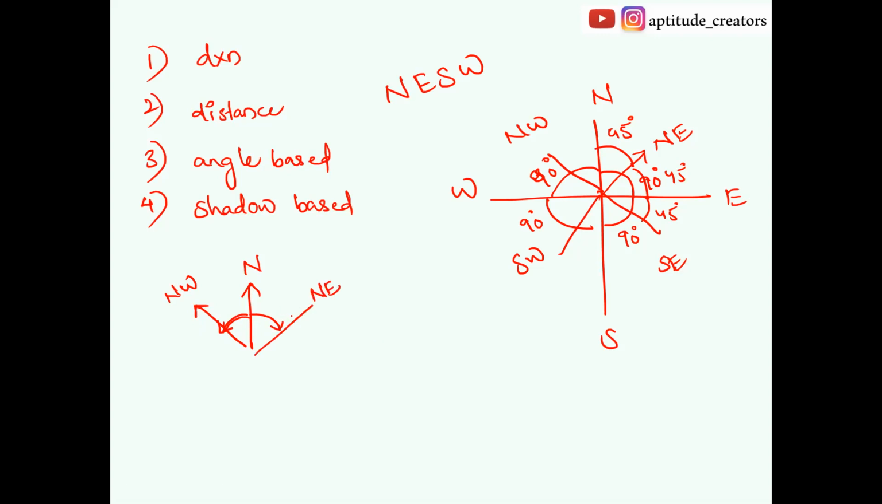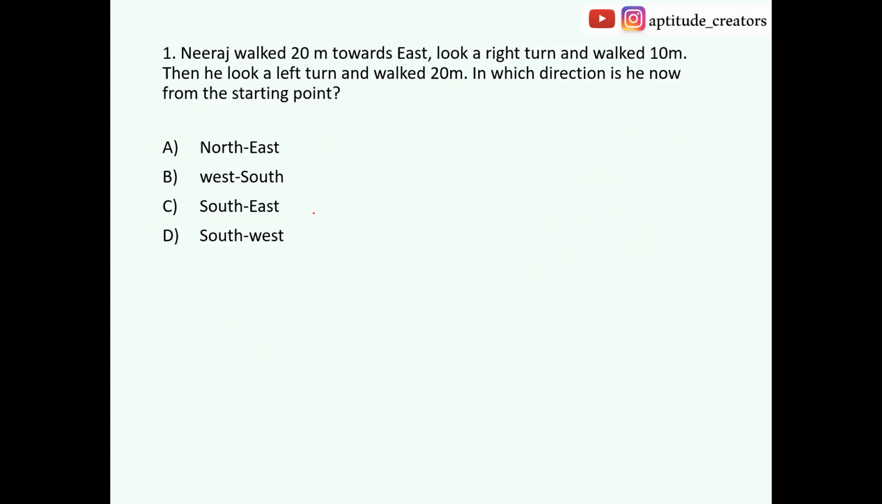Okay. Now, if the question is asking like this, the person facing towards south direction and person is turning 90 degrees anti-clockwise direction, then the person is facing towards east direction. Yes. Now shadow-based questions I will explain where questions will come. Okay. Now here question number 1.